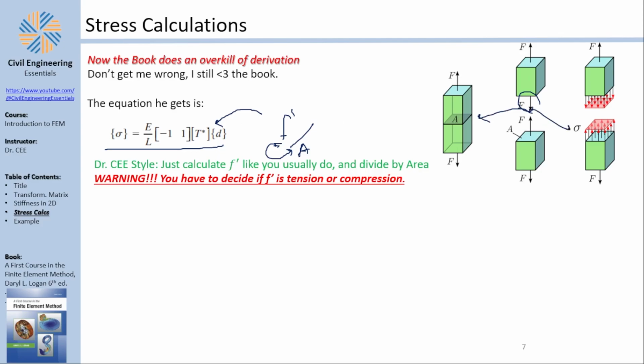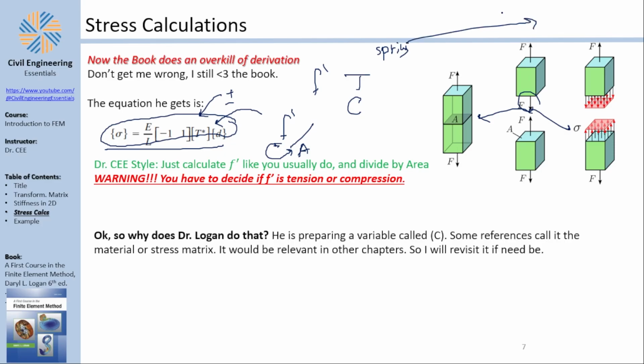This is fitting. Now, one important task. If you use Daryl Logan's equation, then you will get immediately positive and negative based on the case of the stress, tension, or compression. If you use my method, then you have to decide if F dash is indeed tension or compression. And I've spoken about this in the spring video, in the second video, I guess, when I dove deep into the local forces. I will link it on the top right. Take a look at it. It might help you. Now, why does Dr. Logan do that? He is preparing a variable called C in most cases. This is like a material or stress matrix. It's going to be relevant later, so I will revisit this if needed.